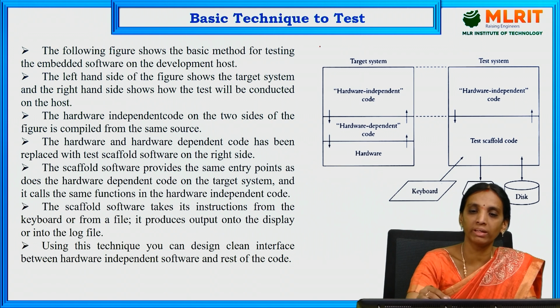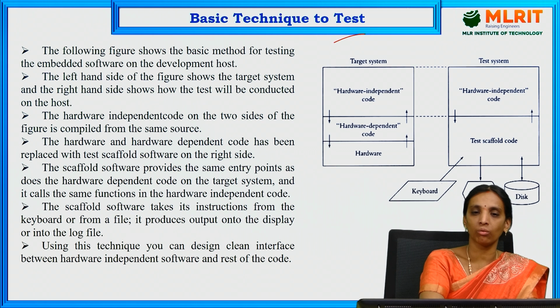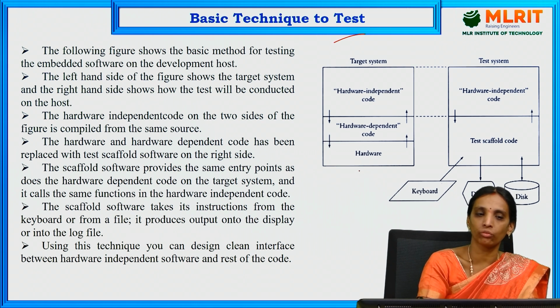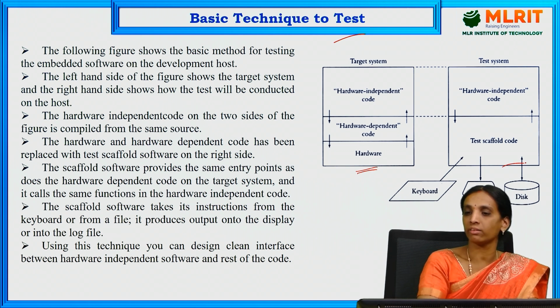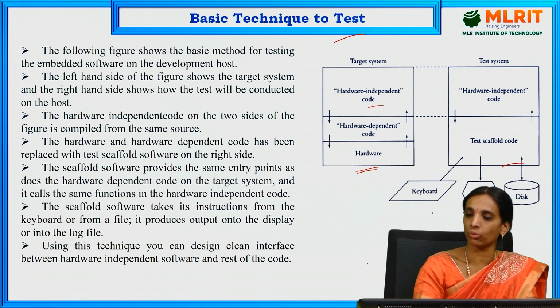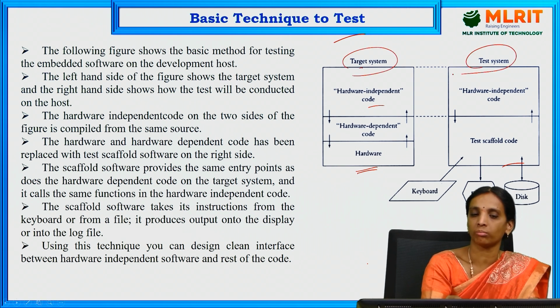The next one is the basic technique to test. To test the target system, we need to use a basic technique. Here the left-hand side shows the target system test, and the right-hand side shows the test system for the host machine. The hardware independent code on the two sides of the figure is compiled from the same source. We have to use the same source for compiling the target system and the host system, so that we do not have any bugs or errors.